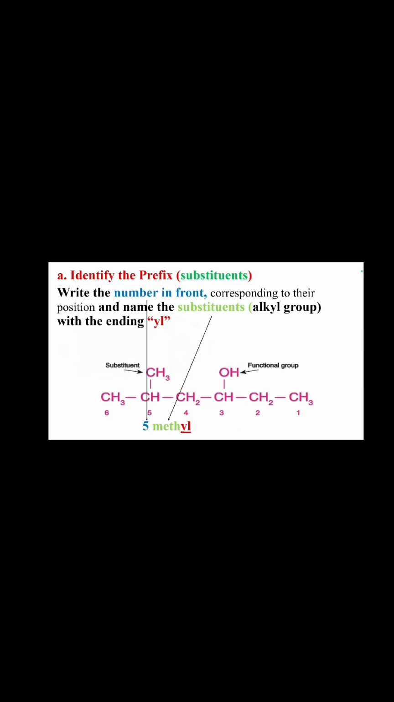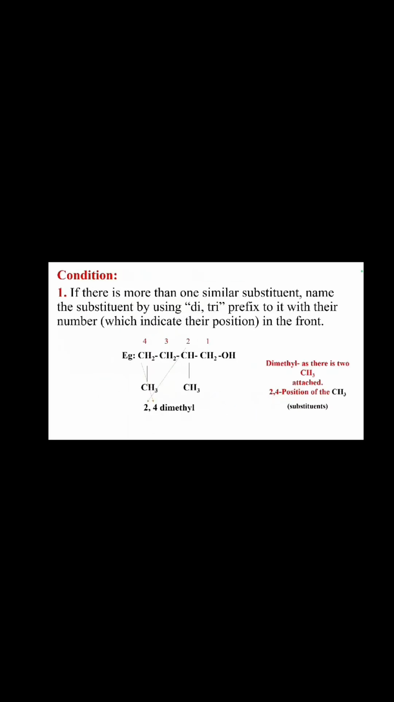So when we identify the prefix, always write first the carbon number in which that prefix is located. Then we have to name the substituent. In this example, the substituent is CH3, which means there is only one C, so it is methyl. This methyl is located in carbon 5, so it will be 5-methyl.